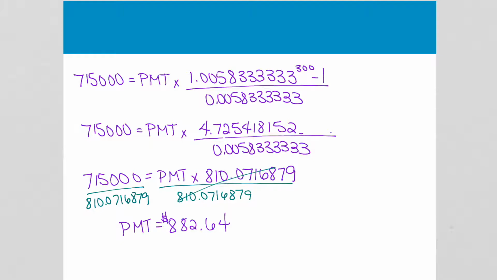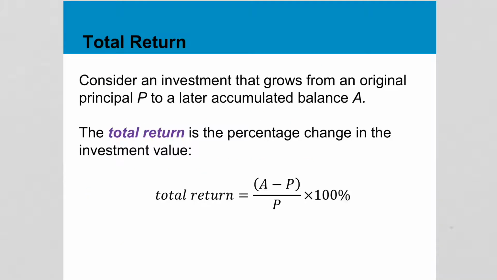Okay, so let's move on. The total return. Consider an investment that grows from an original principal to a later accumulated balance. The total return is the percentage change in the investment value. So it would be the accumulated minus the principal over the principal, same as we've done before, new minus old over old, times 100%.